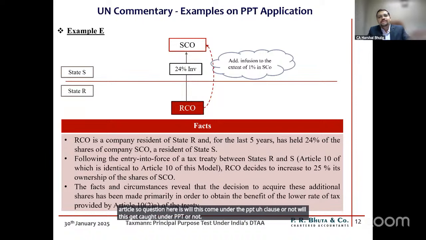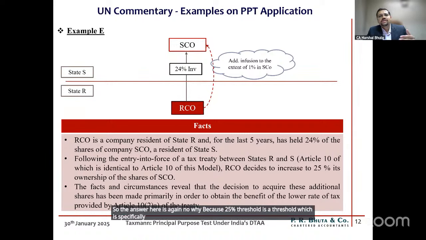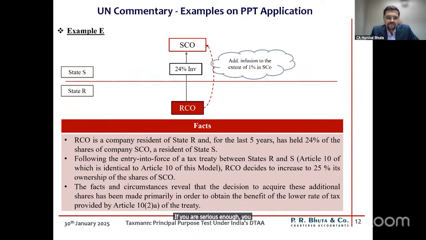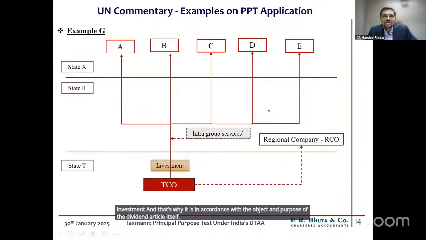The answer here is again no. Why? Because the 25% threshold is specifically given in order to ensure that there is serious shareholding being made in a company of state S. It is not for the purpose of only obtaining the benefit. So if you are serious enough, you invest 25% and then we'll give you the benefit. With that intent in mind, ARCO made that 1% additional investment. That's why it is in accordance with the object and purpose of the dividend article itself, so you will get the benefit.